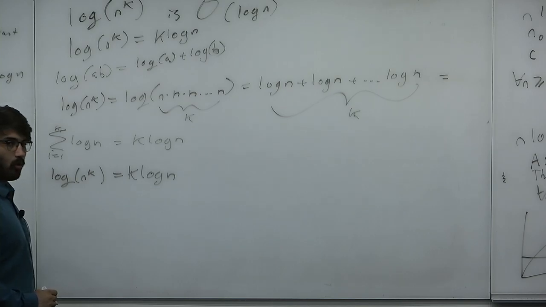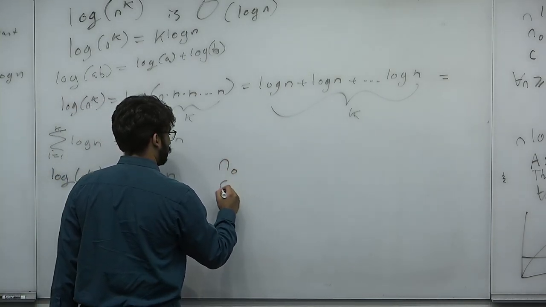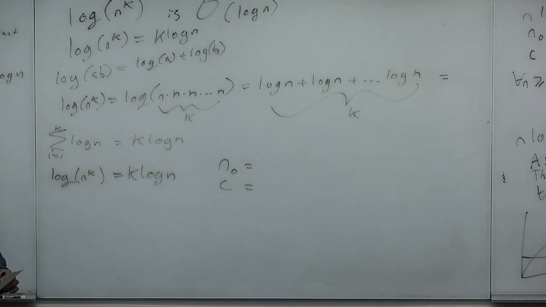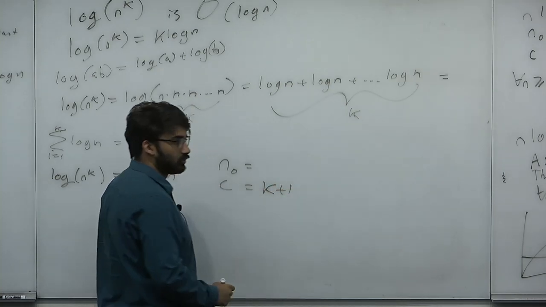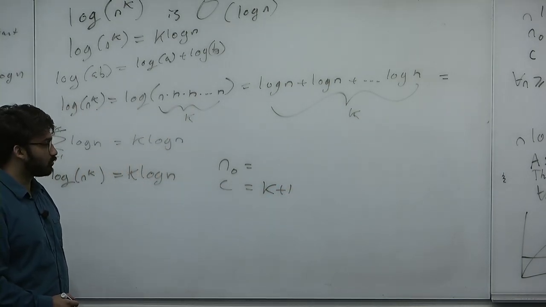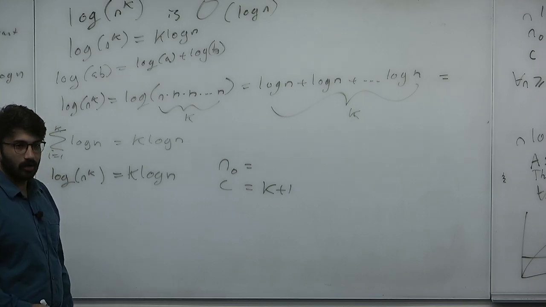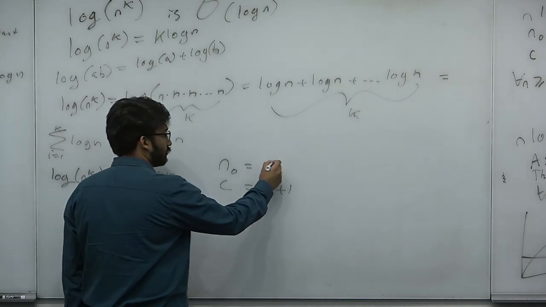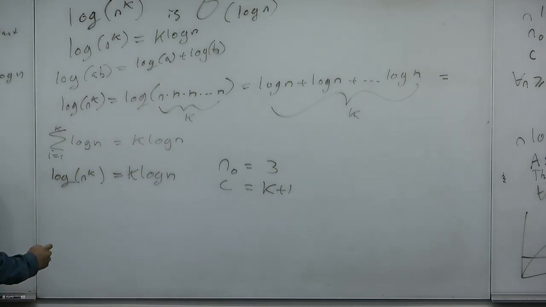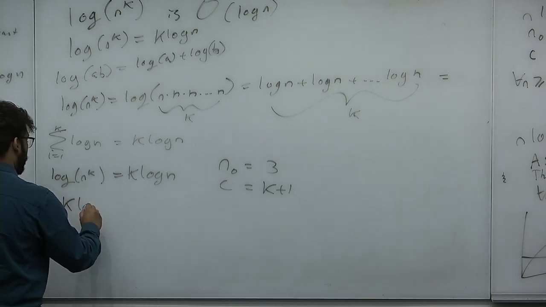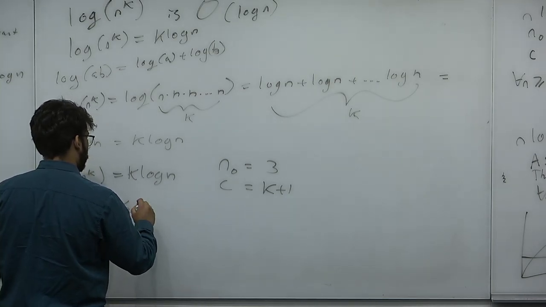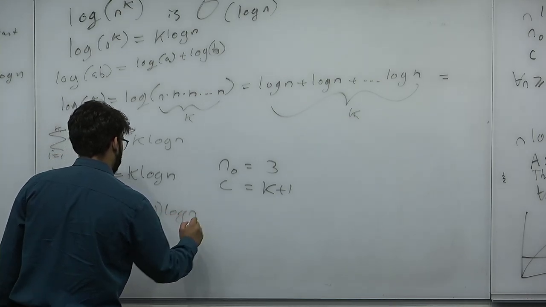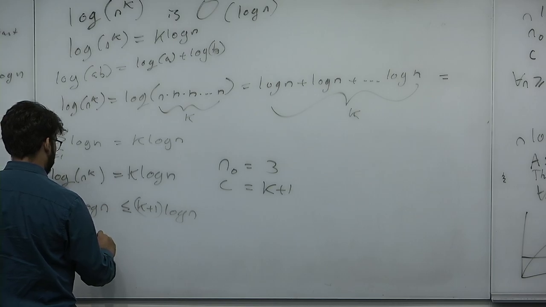So we want to prove that it's O of log of n. What are our witnesses? C could be k. I'm going to even say k plus 1, so it's bigger. It's true, k would work perfectly. But sometimes you just want to be lazy. And n naught? It doesn't really matter. Let's say like 3. I like 3. So we know that k log of n is less than or equal to k plus 1 log of n for n greater than or equal to n naught.